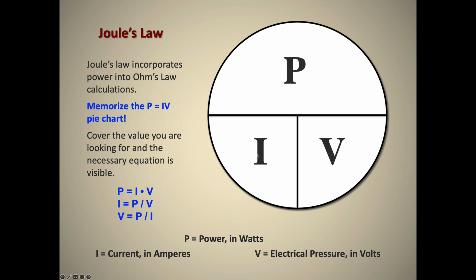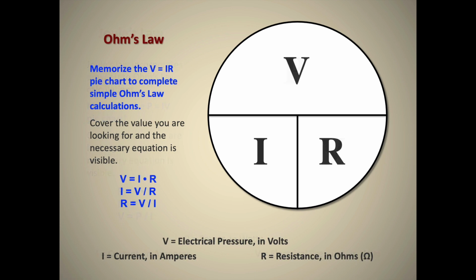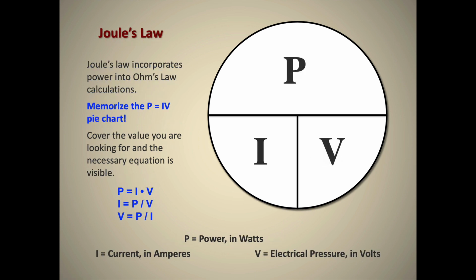Its sister equation, also known as Joule's Law, incorporates power into it. And so it's a similar idea. You cover up what you want to solve for. If you want to solve for power in watts, you cover P, and it's going to be I times V, and et cetera, et cetera. I won't explain all the permutations of this, but you cover up the one you're looking for. So you definitely need to memorize these 2 equations, these 2 pie charts, and you probably already have.